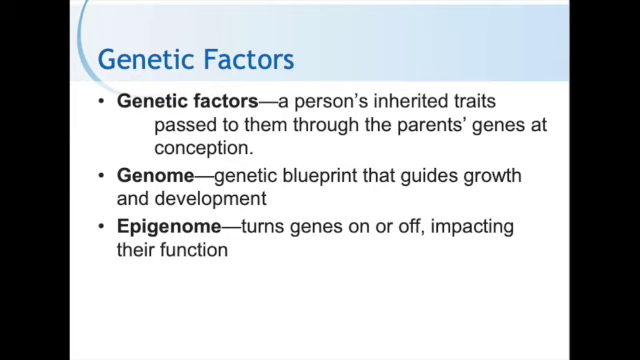Genetic factors are a person's inherited traits passed to him or her through their parents' genes at conception. Following certain rules, each parent's genes combine to make a blueprint for the unborn child's growth and development. During pregnancy, this blueprint, which we call a genome, guides growth and development. The epigenome, which can turn genes on and off, has a major impact on genes, altering how the genes may function throughout life. And we already talked about this during Unit 2.